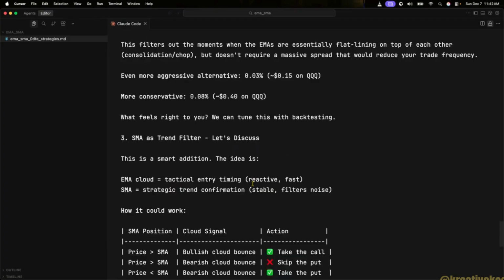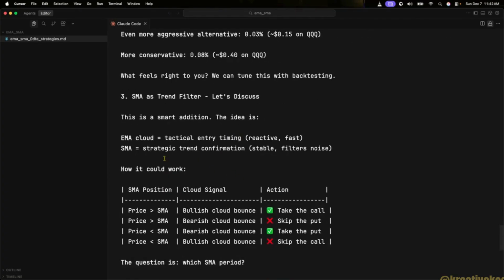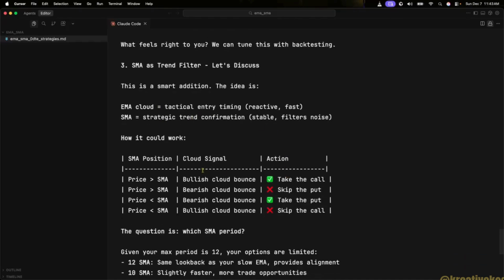SMA as a trend. Let's discuss. This is a smart addition. Here's the idea. The EMA is going to be the tactical entry, and the SMA is going to be the strategic trend confirmation. So how it'll work: if the price is greater than the SMA, the bullish cloud bounces, take calls. Wait, am I tripping? That's greater, right? That's greater. Skip puts. Okay, bearish cloud bounce, price is less, take puts. Okay, beautiful.